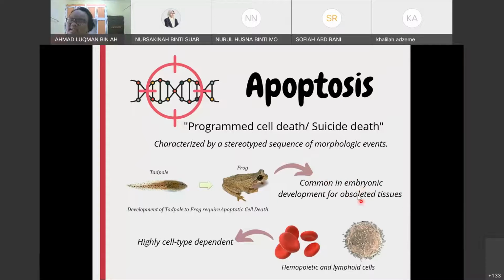So it is common in embryonic development for obsolete species. Obsolete is the term that we should highlight. And also in hematopoietic and lymphoid cells, it is highly cell dependent.